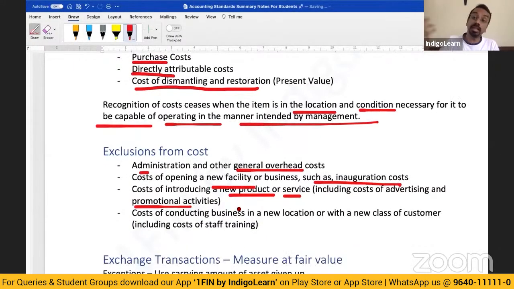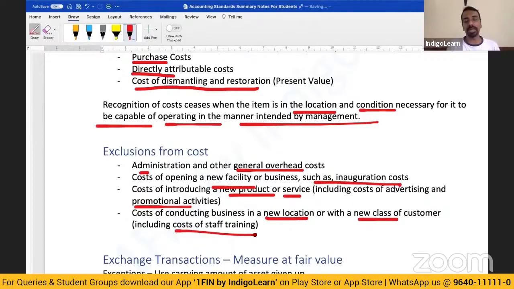Then sometimes there will be initial operating losses. Even that cannot be capitalized. Testing expenses can be capitalized. If you have to test that plant and machinery to ensure that it is capable of being operated in a manner as intended by the management, you will include that cost. But if there are operating losses, you cannot capitalize. Then if there is a cost to conduct a business in a new location or a new class of customer, or you're training the staff, you cannot capitalize all of these items.